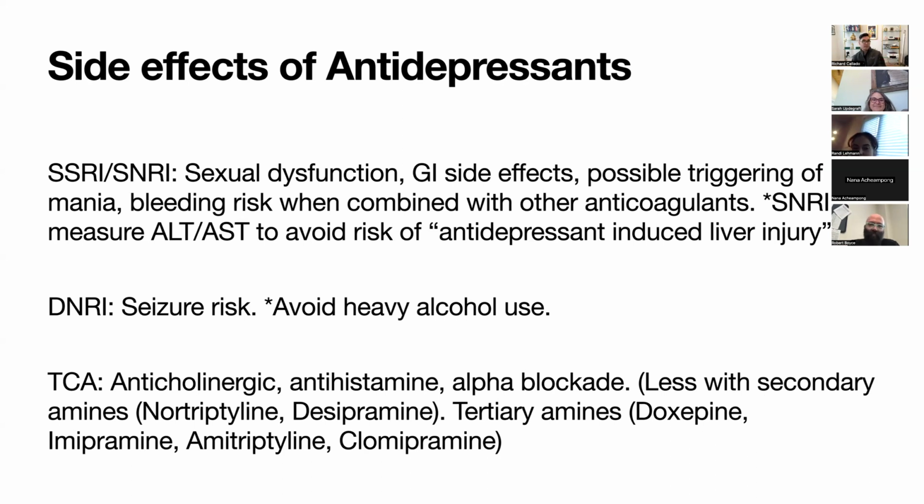Okay, side effects of antidepressants, all right? SSRI, SNRI, obviously sexual dysfunction. Some of the proposed mechanisms as to why some SSRIs can cause sexual dysfunction: Paxil is a nitric oxide inhibitor. Nitric oxide, you need that for your vessels to dilate, right? So since Paxil is inhibiting nitric oxide, which also happens to be an anterograde neurotransmission, it can cause sexual dysfunction.